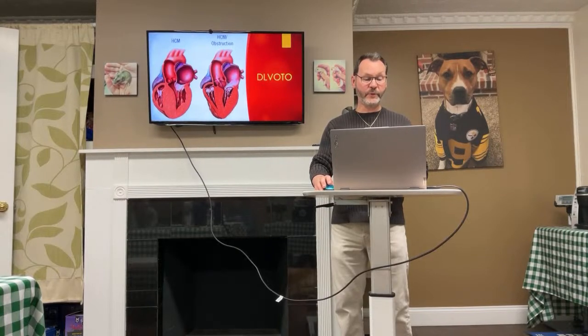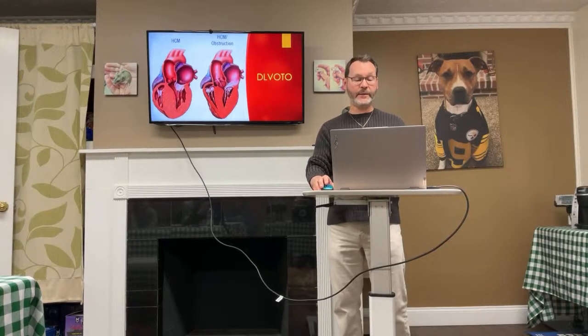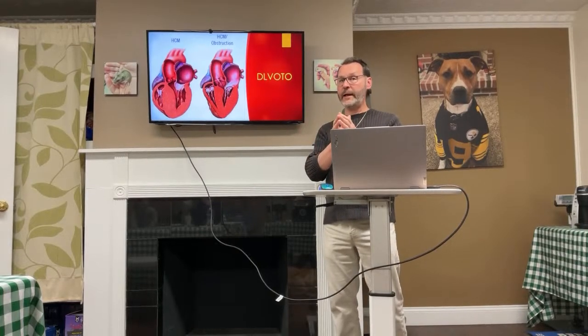When this ventricle contracts, the edges should come together and close, and then blood should flow up into the aorta. But what happens is this leaflet, called the anterior leaflet of the mitral valve, starts to bulge towards the middle part of the heart, and it narrows that outflow tract. Now, this only happens when the heart is contracting, so it's dynamic.